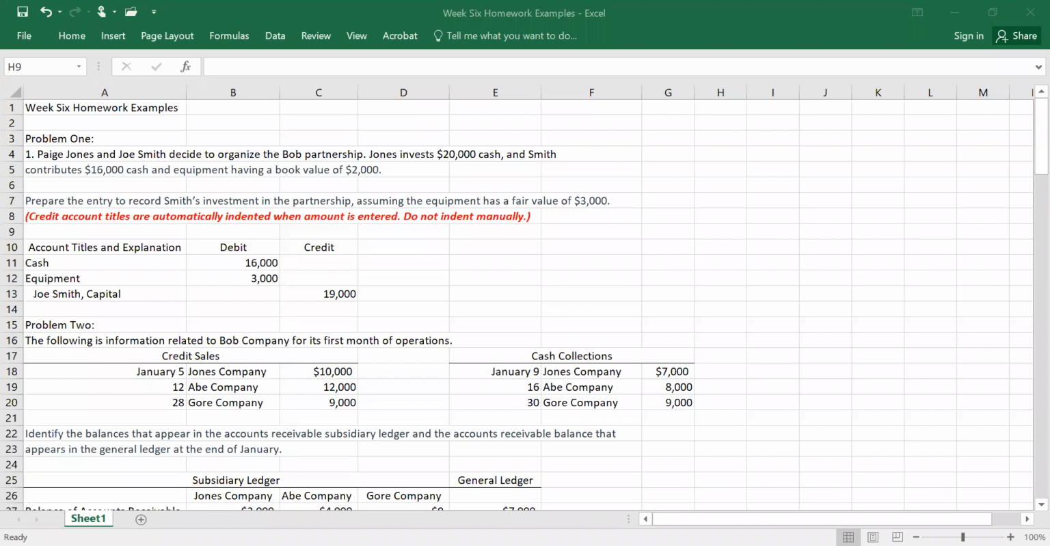Hi, everyone. I'm just going to go through some examples for the week 6 homework. So the first example is for question 1.